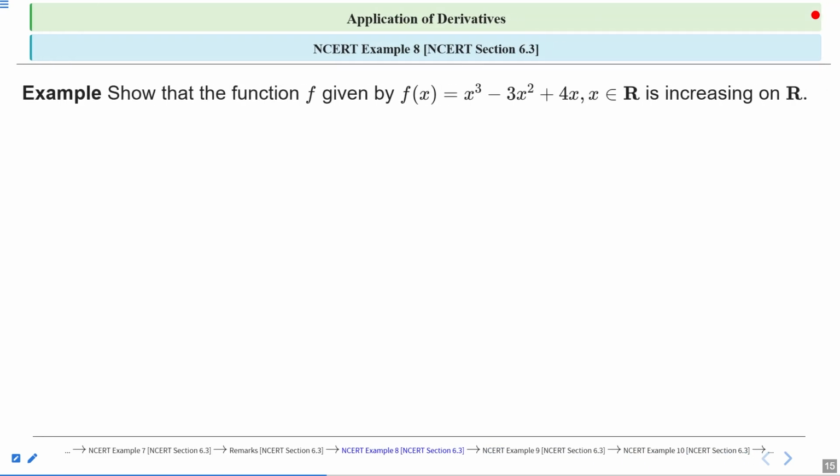Next is NCERT example 8, NCERT section 6.3. Example: show that the function f given by f(x) = x³ − 3x² + 4x, when x belongs to real, is increasing on R. We have to show that the given function is increasing on R, on all real values.